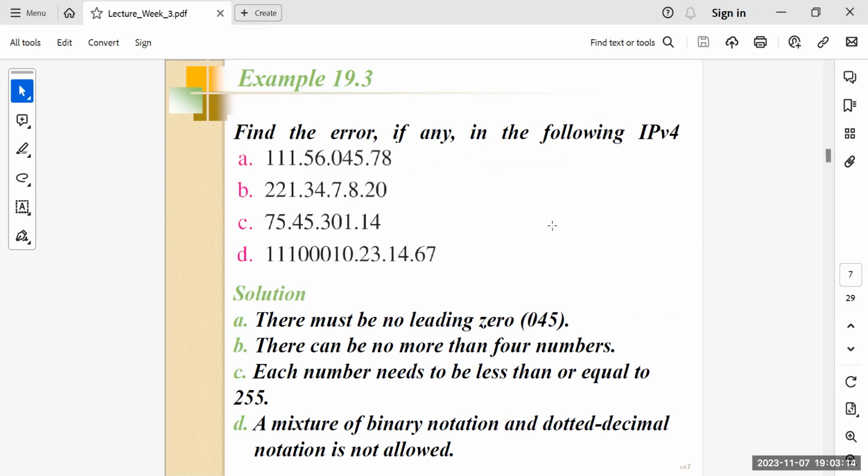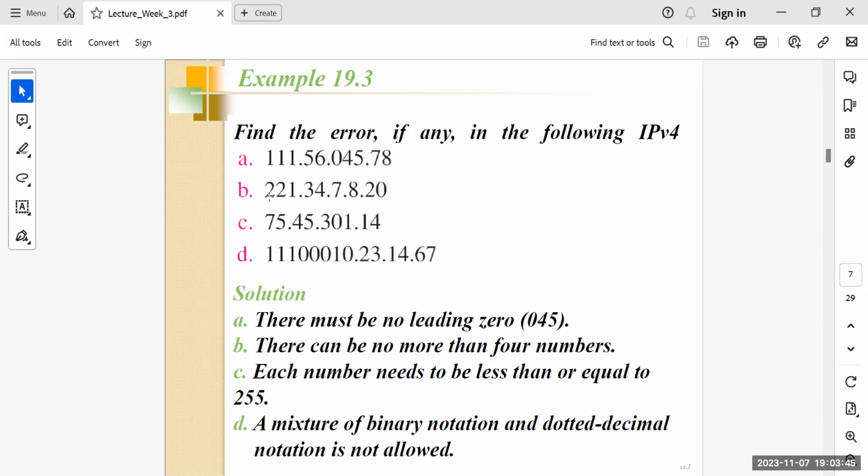Next, find the error, if any, in the following IPv4 addresses. So first we see that 111.56.040.045, then .78. There should not be any leading zeros. So you can see that here there is 045. It is the rule of an IPv4 address that there should be no leading zero. So this is an error. This is the error that you have identified.